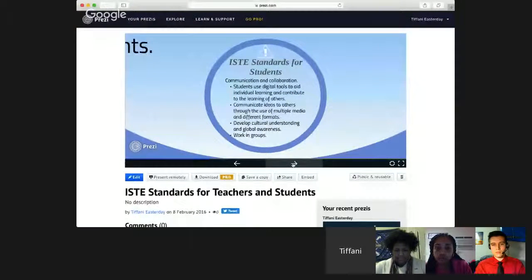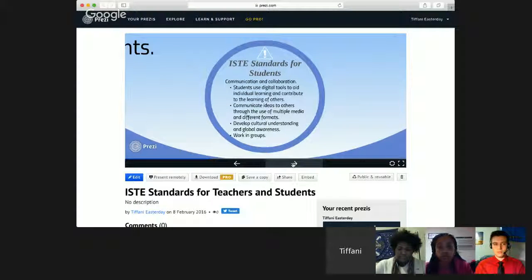A student standard I looked at was the communication and collaboration. This is where students use digital tools to aid individual learning and contribute to the learning of others. Students need to communicate their ideas to one another through the use of multiple media and different formats. Through this, they develop cultural understanding and global awareness while they're working in groups.